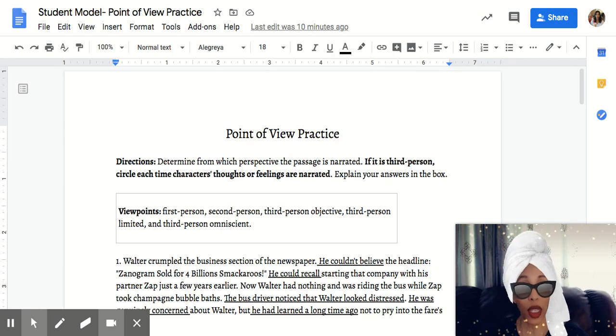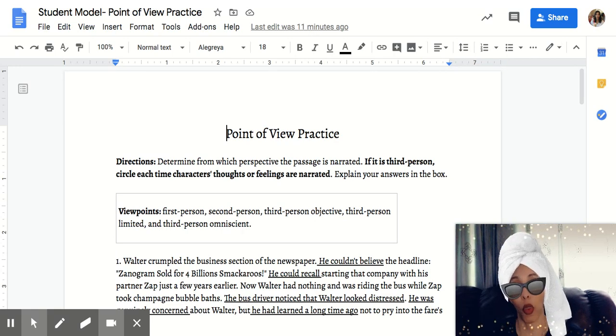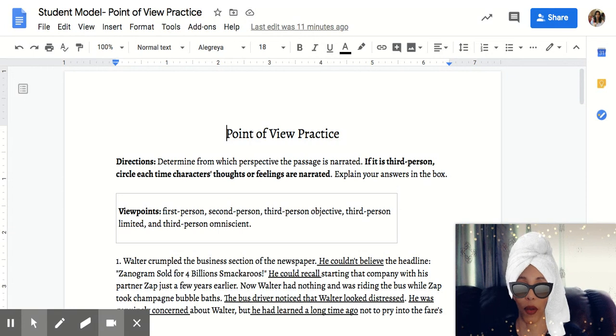If it is third person, circle each time a character's thoughts or feelings are narrated. That is bolded in the directions because there are three different types of third person. There's objective, limited, and omniscient. So if you underline the character's thoughts or feelings, you'll be able to determine which third person point of view this passage is being told from.